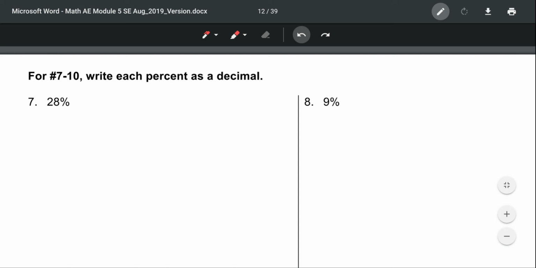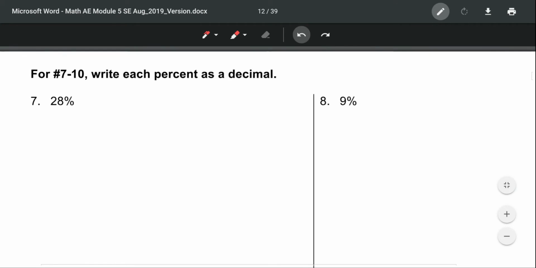This is a continuation of Lesson 5.1c, page 12. You can write your notes on a piece of paper or in the lesson pages. So on number 7, you want to write each percent as a decimal.